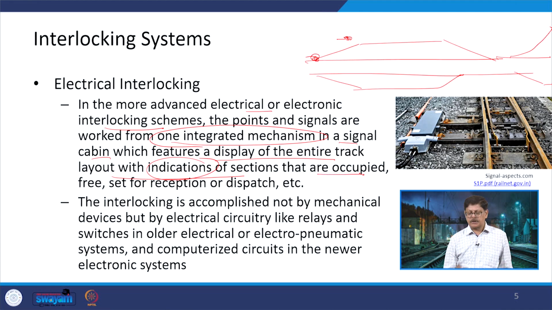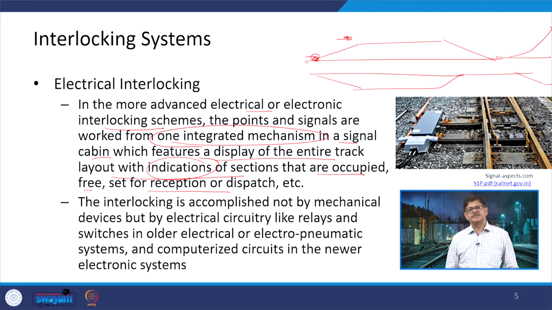The sections that are occupied, meaning the train is moving on that particular section, that is also indicated there. Whether it is free or it is going to be set for the reception or the dispatch of a train, everything is going to be visible on these types of systems.